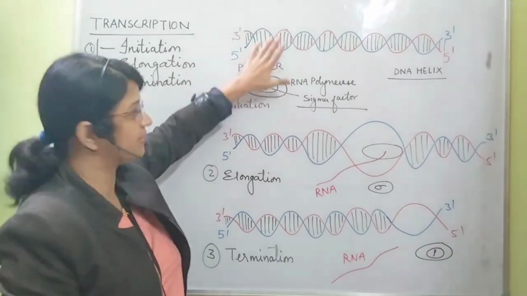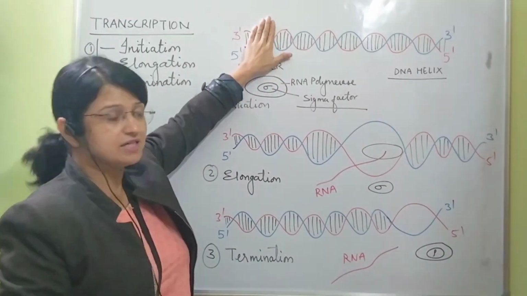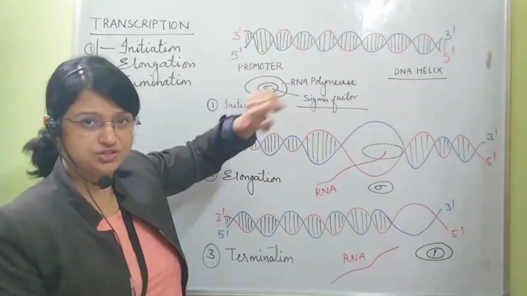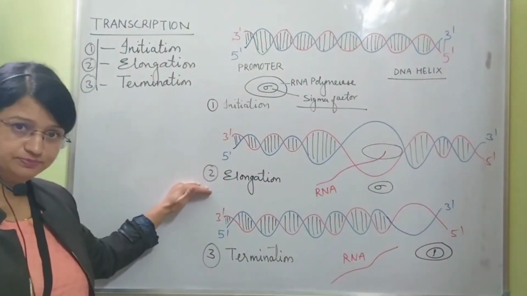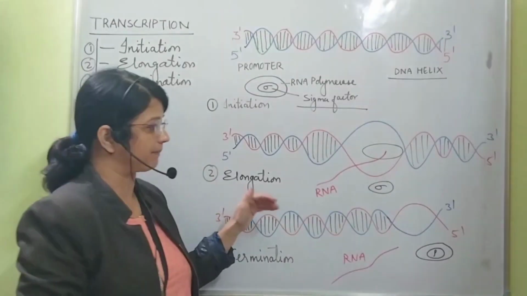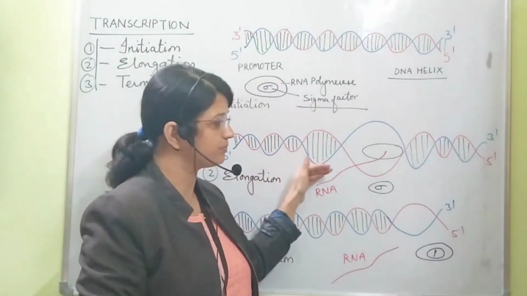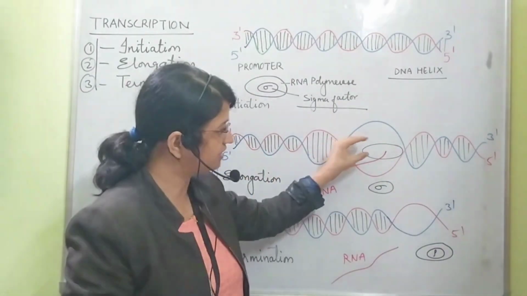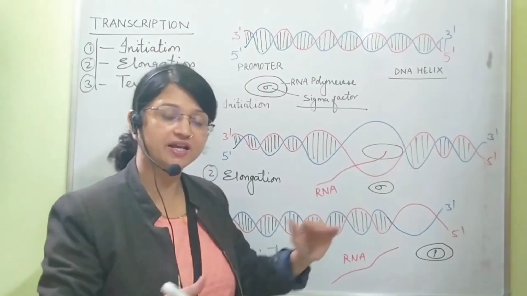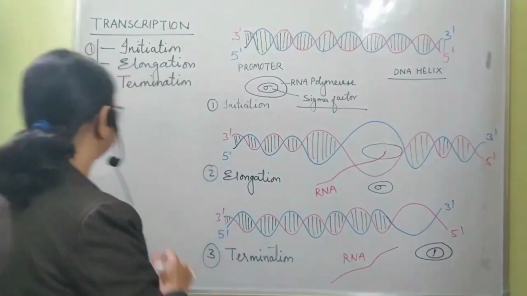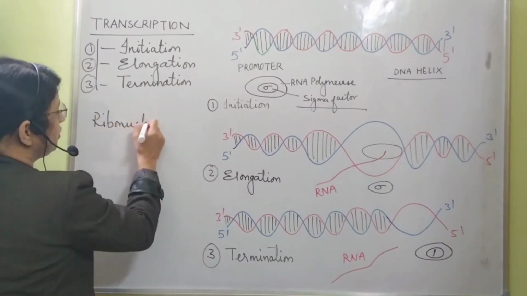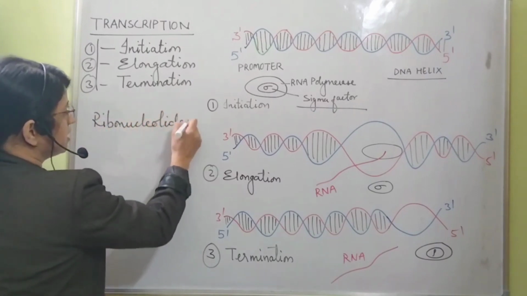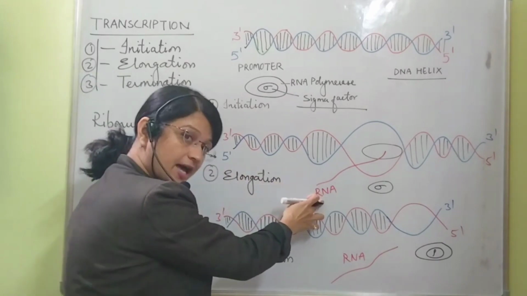So, in this promoter site, what will happen? The RNA polymerase will bind and now it will break the hydrogen bonds. The second step is elongation. During this process, what happens? When this RNA polymerase moves, it will break the hydrogen bonds and add ribonucleotides. Remember, ribonucleotides, because we have to synthesize RNA.